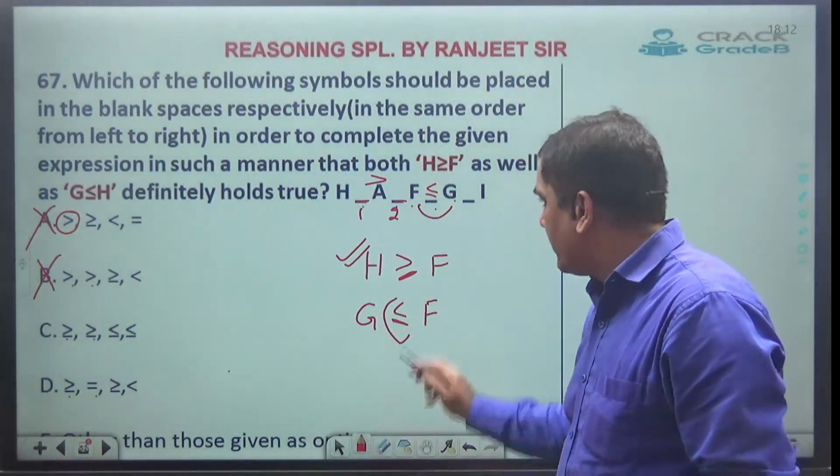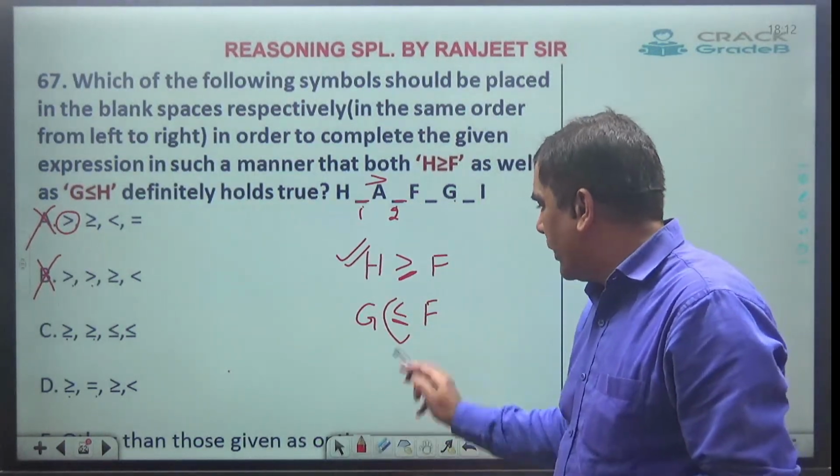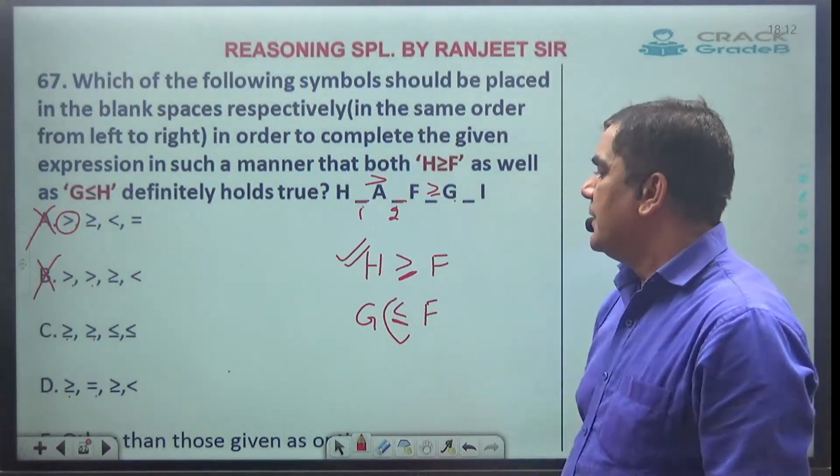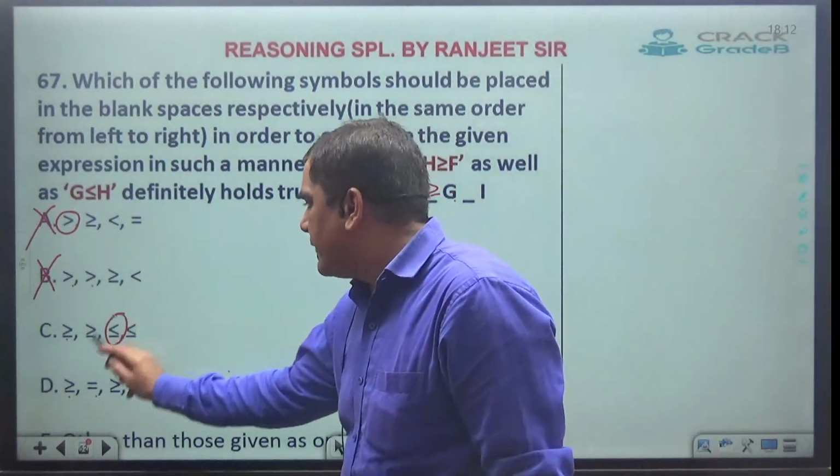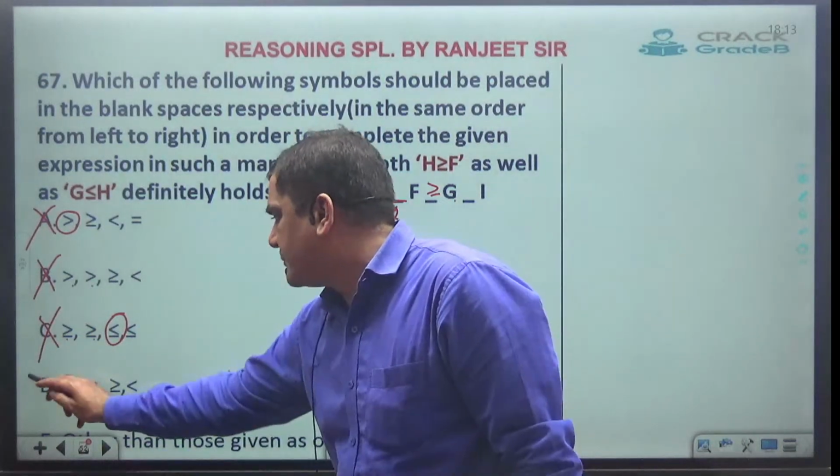Sorry, faces has to be towards Z, sorry. Faces should be towards F. So it should be like this. Now just see, here it is just reverse of this, can't be the answer. Here this is the same, so D is the answer.